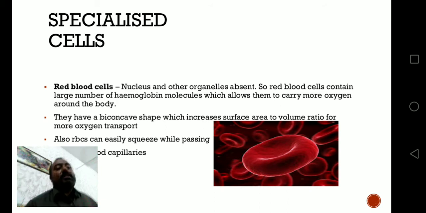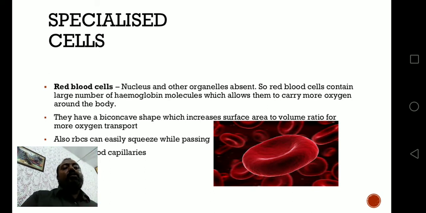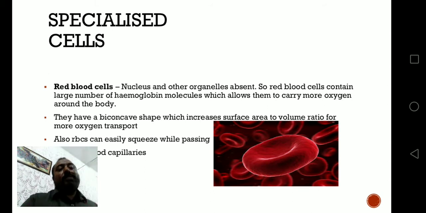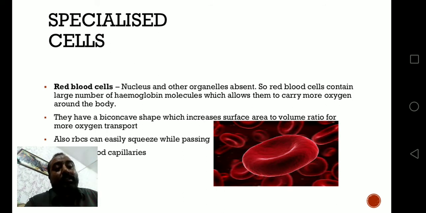So dear students, please remember, whenever in biology we are talking about surface area, we talk about surface area in relation to volume. This is an important thing to understand. So biconcave shape increases surface area to volume ratio of RBC for more oxygen transport. So what is the meaning of this? I'll try to make you understand.